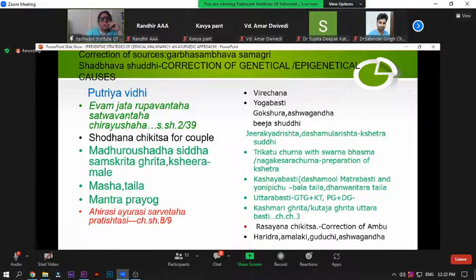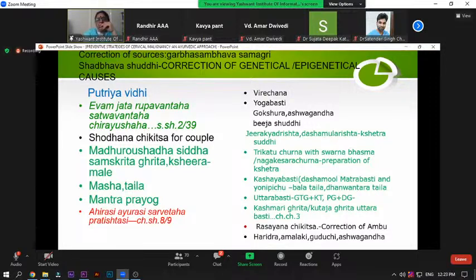In the Putriya Vidhi, the text has explained how to take the preconceptional care: the offspring will be rupavanta, sattvavanta, that is with good immunity, and chirayusha, with good longevity. So this offspring can be assured. Shodhana Chikitsa for the couple has to be given before conception. Basically it is Madhura Aushadha Siddha Samskrita Ghrita and Kshira for the male, and Masha and Taila for the female. Some mantra prayogas are also given, but in spite of mantra prayoga, we can advise some spiritual practices.